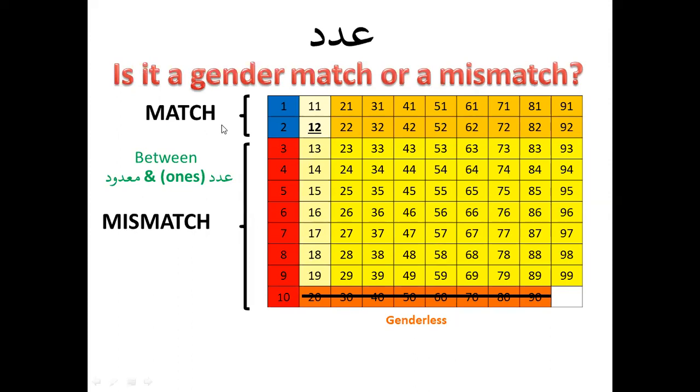The 1 to 10, because I remember when I was doing numbers with Ustad, this match and mismatch was the only thing that was confusing. But actually, if you see, it's not confusing. It's 1, 2 lines is a match, and all the way 3 to 9, all the numbers are a mismatch.